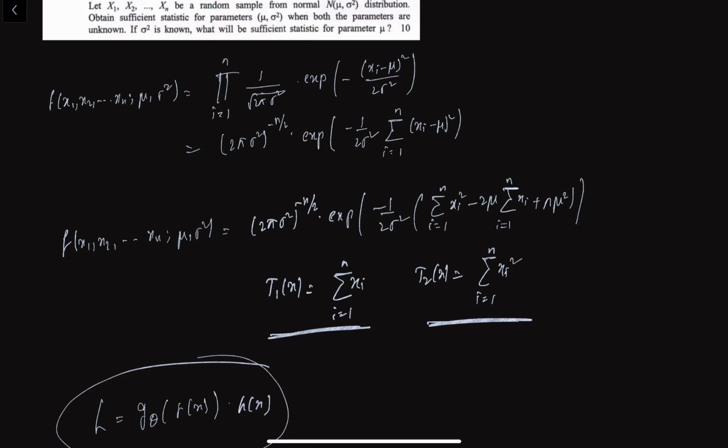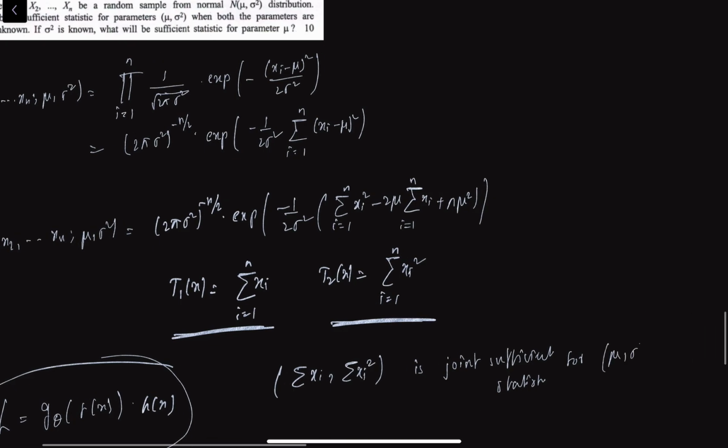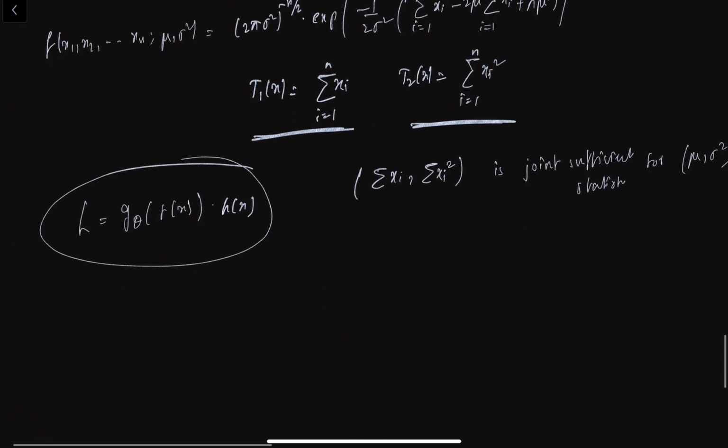So we can write the vector summation xi comma summation xi square. This is the joint sufficient statistic for mu comma sigma square. Equivalently, we can also use x bar comma s square instead of summation xi comma summation xi square, because there is a one-to-one transformation between them. In fact, these are minimal sufficient as well for this normal distribution.